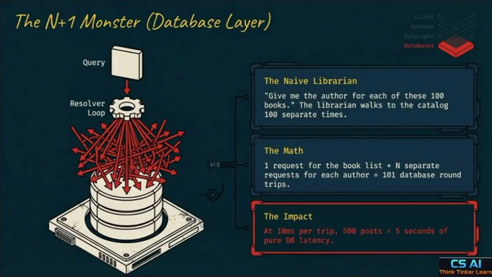Imagine a naive librarian. You ask for 100 books and their authors. The librarian walks to the catalog once for the books, then makes 100 separate trips for each author. That's 101 database round trips. At just 10 milliseconds per trip, fetching 500 posts would result in 5 seconds of pure database latency. This is the classic performance killer in GraphQL resolvers.